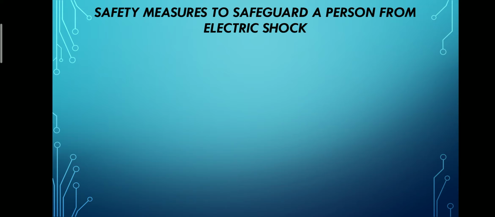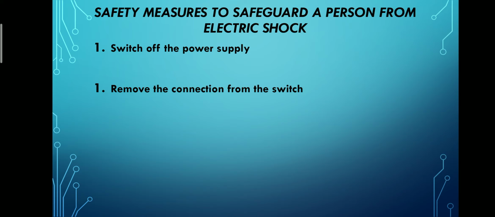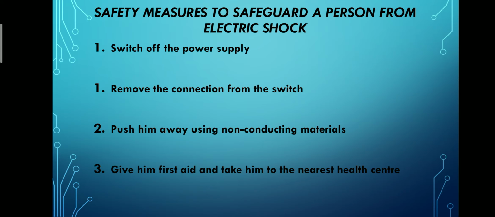So next is a safety measure to safeguard a person from an electric shock. When someone gets an electric shock, how will you rescue them? First, you have to switch off the power supply and remove the connection from the switch, and push him away using a non-conducting material. You have to be very careful in pushing him. You should use only non-conducting material to touch him. And next, give him first aid and take him to the nearest healthcare center.